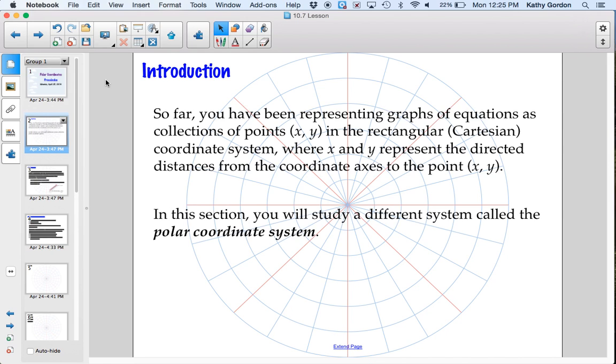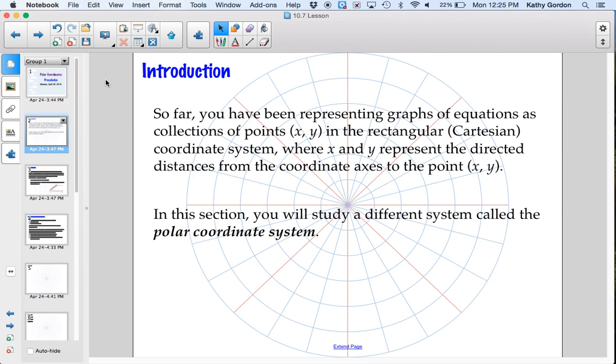Introduction to this. So when you are asked to graph up to this point, you've always graphed in what's called the rectangular or Cartesian system, where your curve or your line is made up of the set of points that are represented by the ordered pair x comma y. And the x and the y represent the directed distances from the coordinate axes to the point.